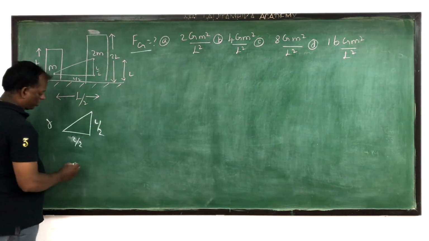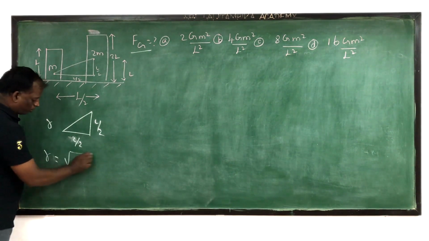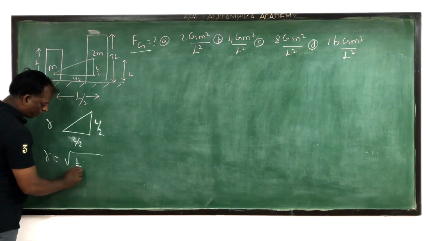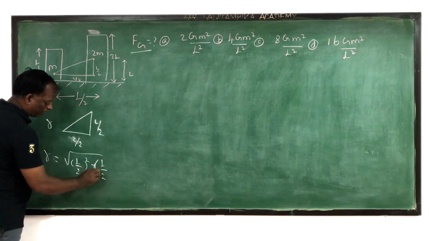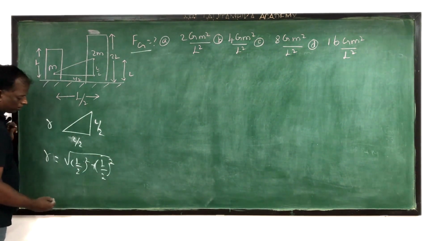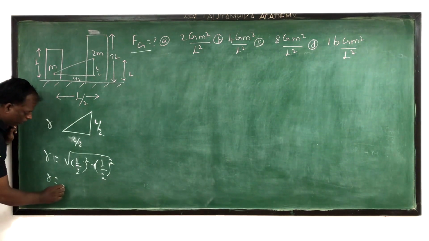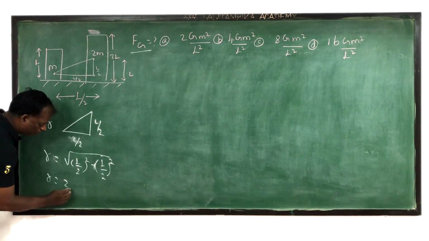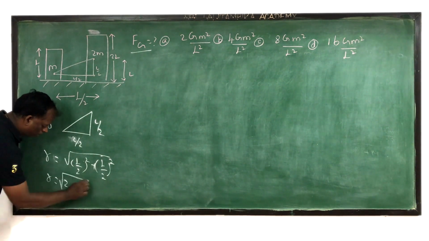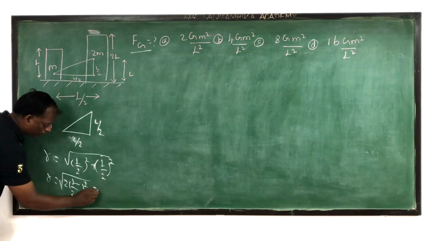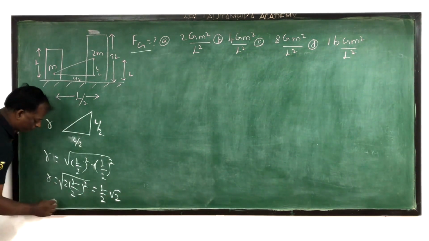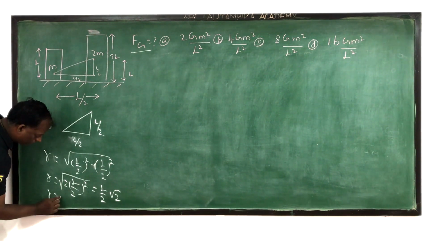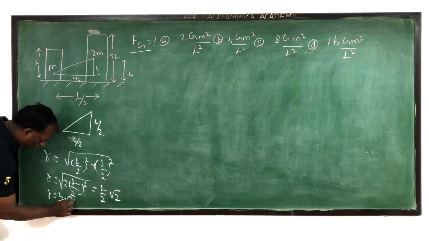Then R is equal to root of L divided by 2 the whole square plus L divided by 2 the whole square. So அப்போ எப்படி எழுதலாம்? R is equal to root of 2 times L divided by 2 the whole square, which is equal to L/2 root 2. R oda value என்னது? L/2 root 2.